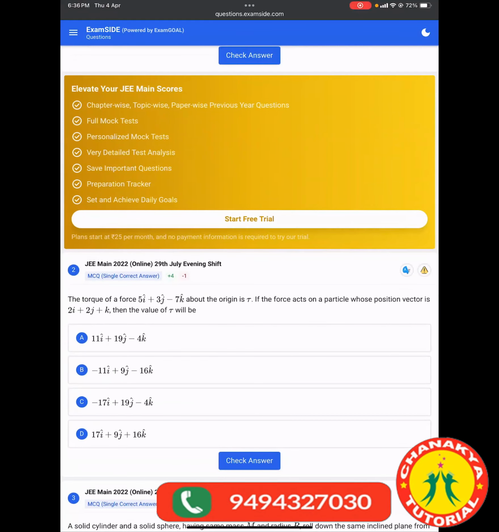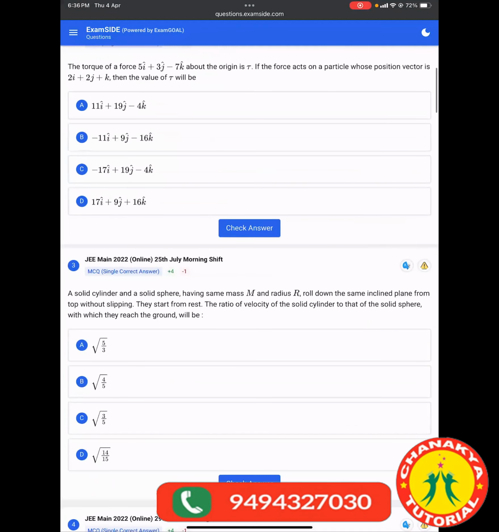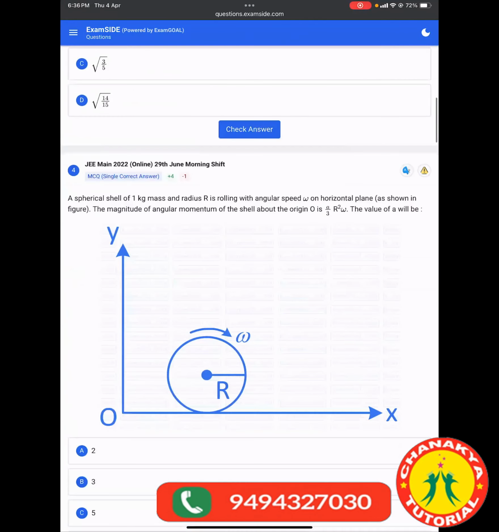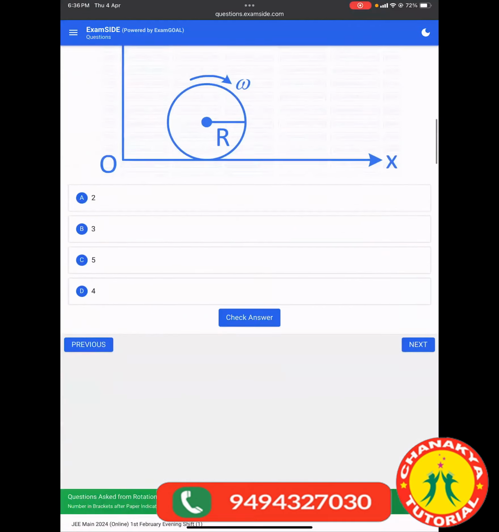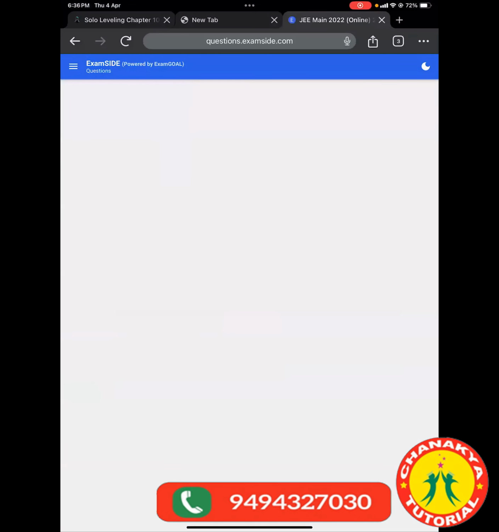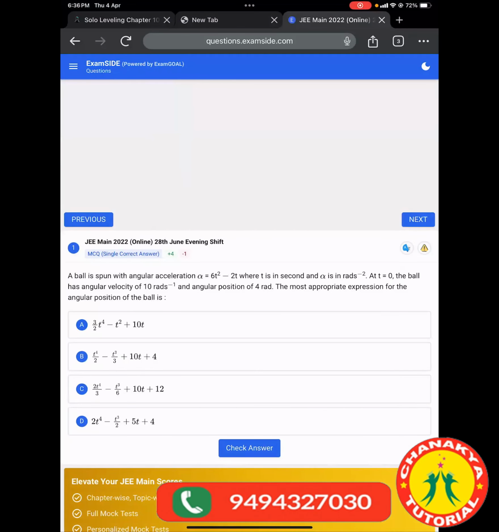Torque is given if the force is acting on a particular position. I haven't taught it, I'll teach this later. So tomorrow I will cover everything and I will finish this chapter.